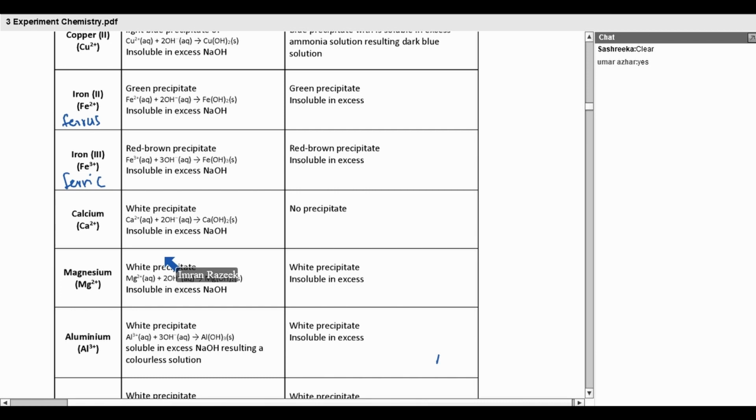Next is calcium. You get a white precipitate, which is insoluble in excess alkali, which is strong alkali. And for weak alkali, you will not see a precipitate for calcium in most cases. Sometimes you might slightly see a precipitate, that is not always, but generally for calcium, you will not see a precipitate in the presence of the weak alkali.